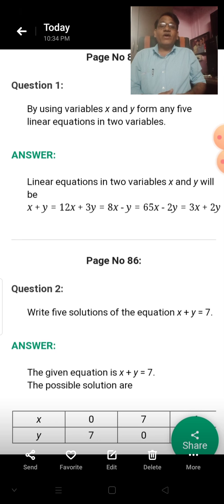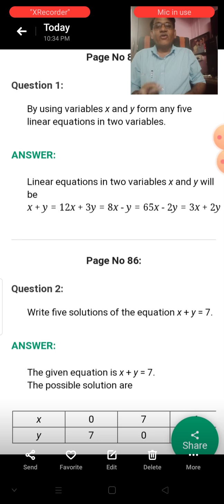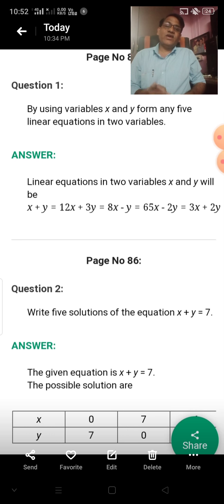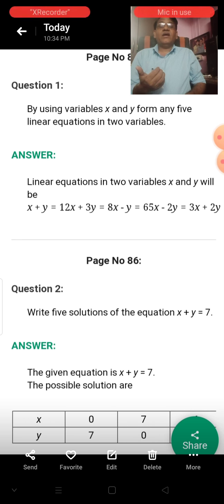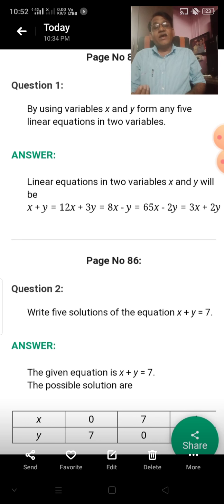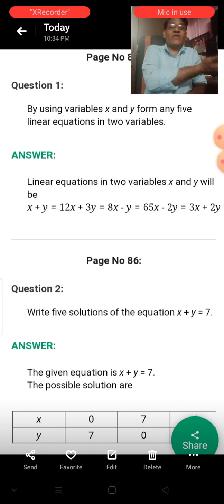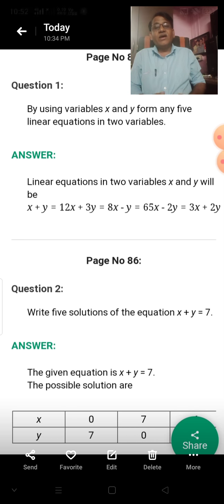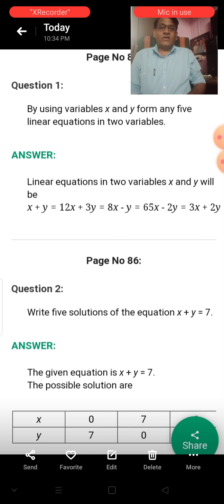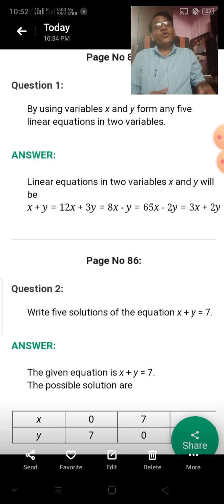So we have to consider two equations to find x and y in the linear equation in two variables. In previous classes, when we solved a linear equation in one variable, if you got only one equation, you could still find the value of the variable. But here, if you get one equation, you can't find the value of x and y. You have to consider two equations, which are simultaneous equations.